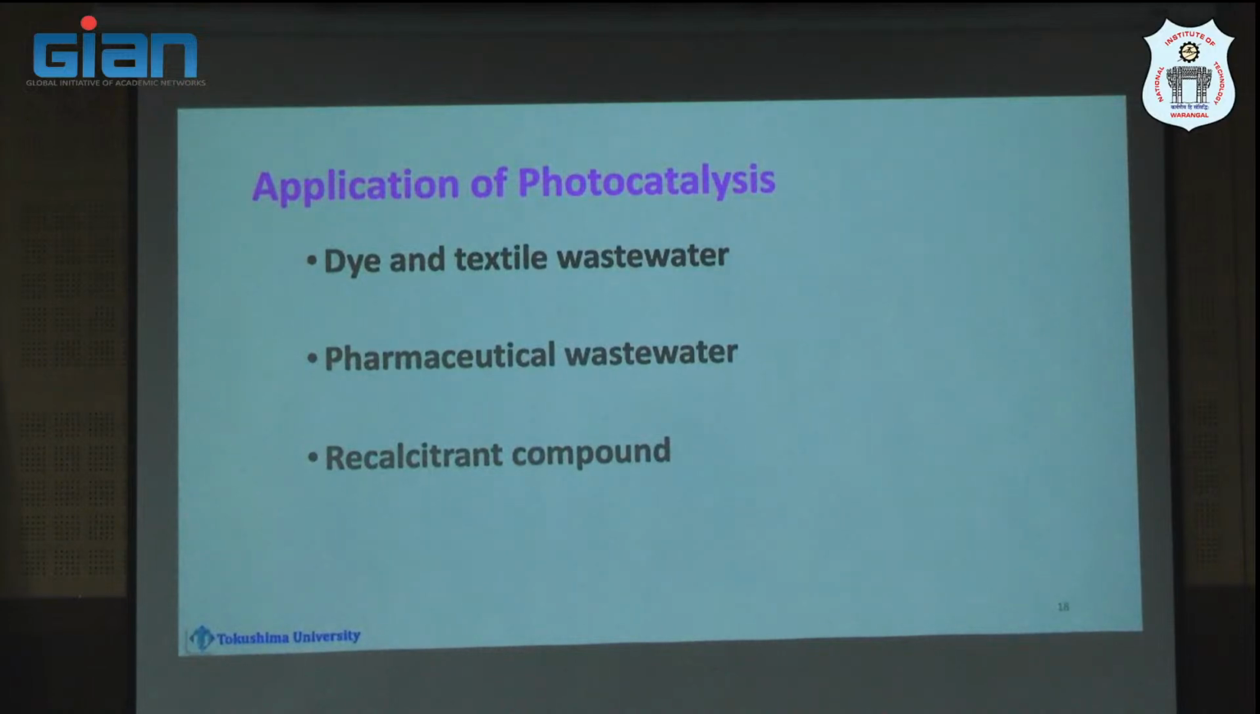Hard compound means, like I told you about diamond and graphite. Graphite you can break easily because the bond is very loose. You need a small energy, you can break the pencil. Graphite is made up of carbon, but you cannot break diamond. The diamond bond is so strong, you cannot break it. That's why we call diamond a hard material. Similarly, some organic molecules are very hard to break. Those organic pollutants can be broken easily with the help of photocatalysis.